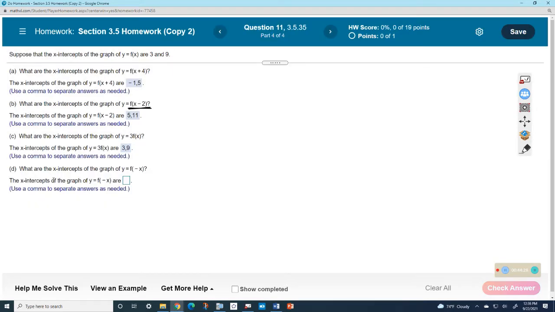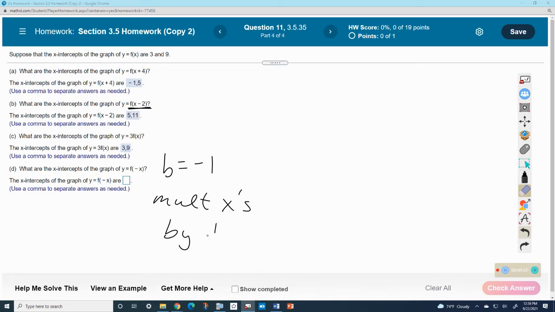How is yours? And then, what would this do? This would multiply all the x coordinates by 1 over -1, right? In this case, b is -1. So we'd be multiplying all the x's by 1 over -1, aka just -1. So these x-intercepts would just be multiplied by negative 1 and be negative 3 and negative 9.